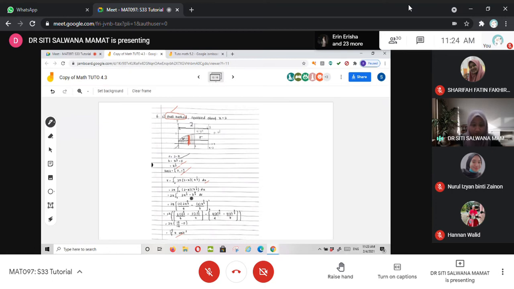So you have everything, you plug it into the volume equation. Okay? So this is the volume by cylindrical shell method. Any problem? Any problem with this question? Okay, no problem.